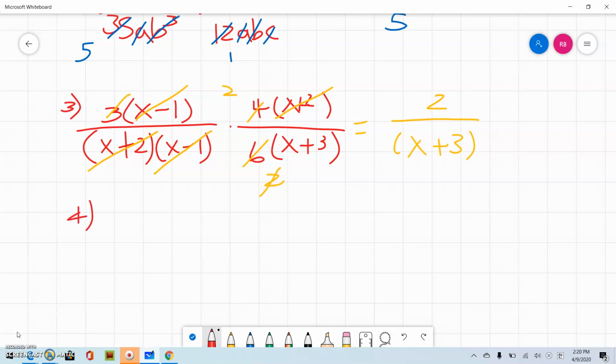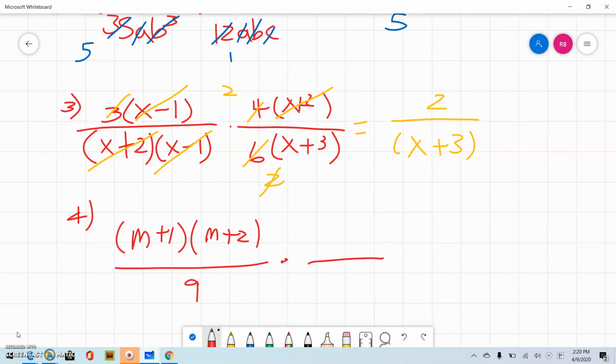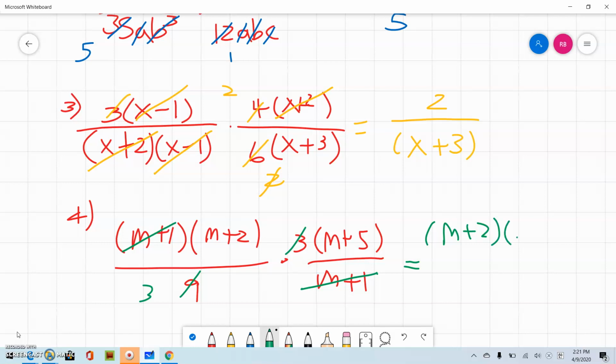Number 4. Again, it needs factoring, so I'm going to factor as I rewrite this question. And then this one is division, so we are going to change to multiplication and the reciprocal. Now that we have everything factored out, we can cancel. In this case, this is all you can do. But 3 gets canceled as well. So then on top, n plus 2, and then plus 5. And you don't have to FOIL them again. Just be happy with what you have there.